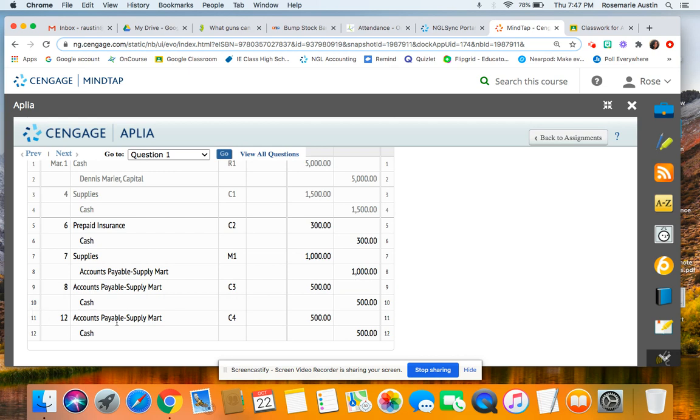And on the 12th, you're going to pay that other $500 off. So you're going to debit this account payable again because it's going to decrease the account again to now a zero balance. And cash goes down always with a credit entry.